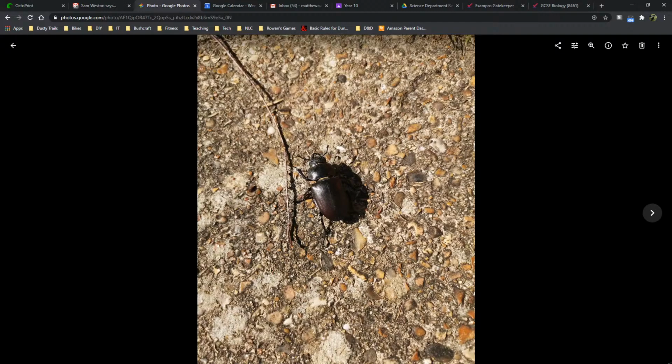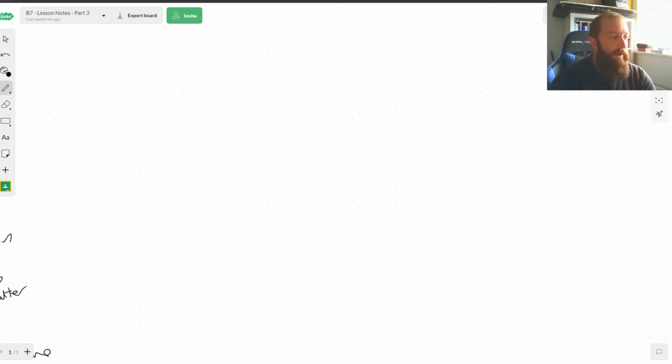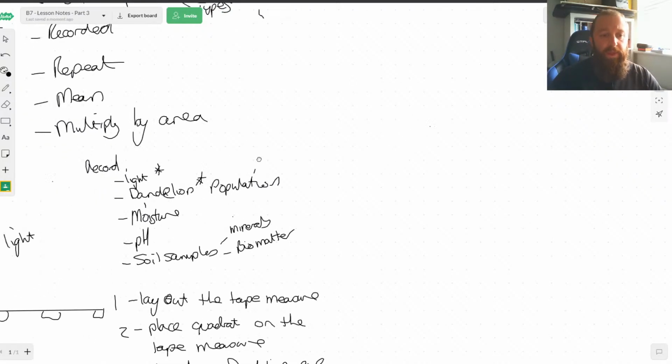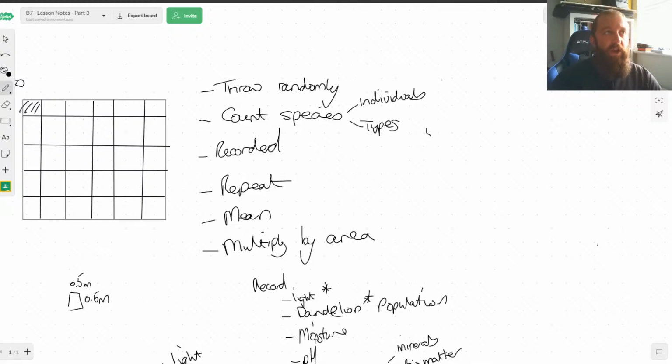But yeah, in terms of sampling, this is just a way they're trying at the moment to get people to basically do a population study for them. The only reason I'm saying this is you never quite know what they're going to ask in an exam question. Yes, you have to be able to do these bullet points I spoke about over here in terms of using a quadrat.